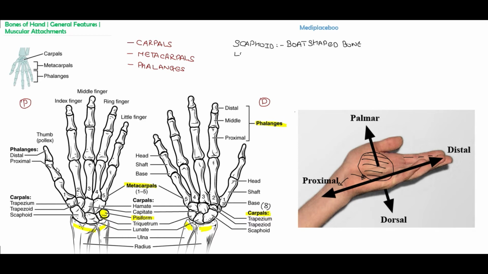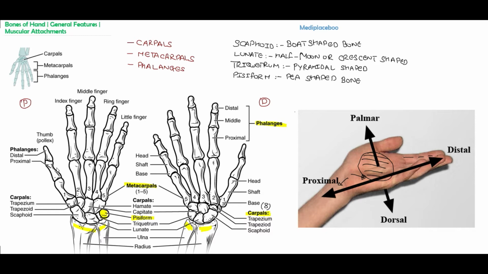Next we have the lunate, which is half moon or crescent shaped. Next we have the triquetrum, which has 3 prominent sides and is pyramidal in shape. And lastly we have the pisiform bone, which is only found on the palmar aspect of the hand, which is a P-shaped bone.